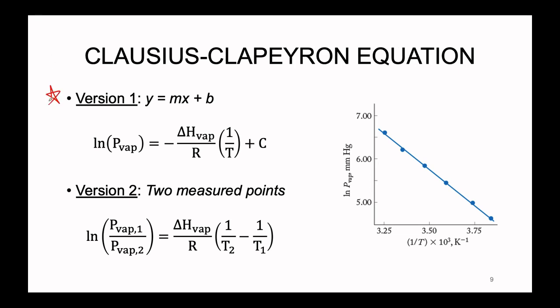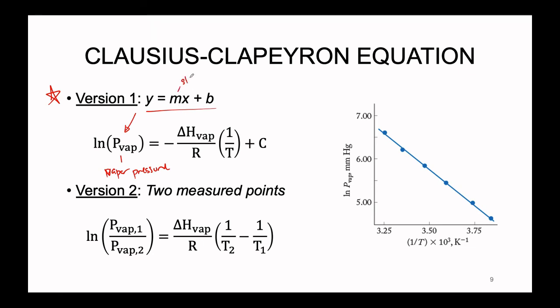So let's talk about version 1 first. Version 1 takes the form of a y equals mx plus b line, where the y, or our dependent variable, is equal to the natural log of P vap, also known as our vapor pressure. So the pressure that is being exerted by the gas above a liquid, again known as vapor pressure, is going to be our dependent variable in this equation. In other words, we are looking to measure our vapor pressure as a function of what follows on the right-hand side of the equation.